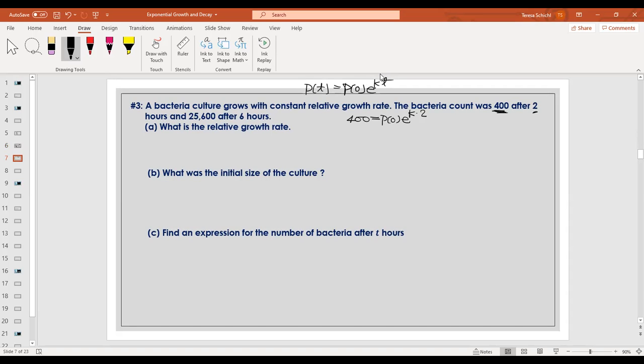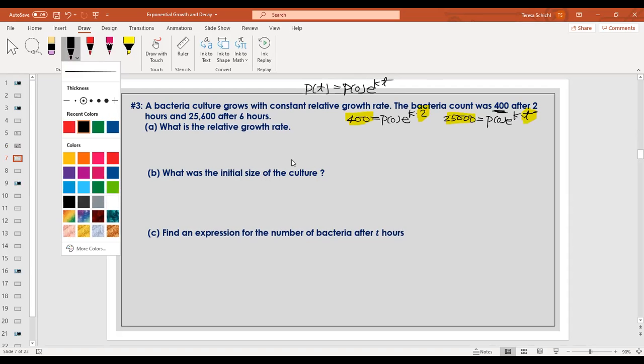And then the next thing here, they said after 6 hours, I have 25,600 is equal to P0 e^(k times 6). Right? So that's how we set up these equations. Now we have two equations with two variables, and I need to solve for what is my P0 and what is the relative growth rate. So what can I do? Let's divide these two here.